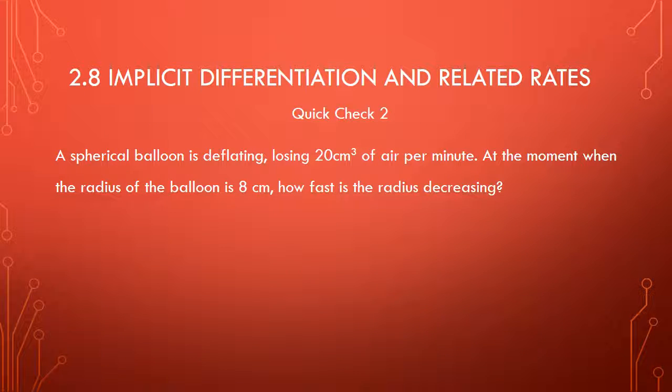A balloon is deflating, losing 20 cubic centimeters of air per minute. At the moment when the radius of the balloon is 8 centimeters, how fast is the radius decreasing? The volume of a sphere is 4/3 pi r cubed. You're going to take the derivative of that with respect to time. Pause the recording, give this a try, and resume to check your answer.